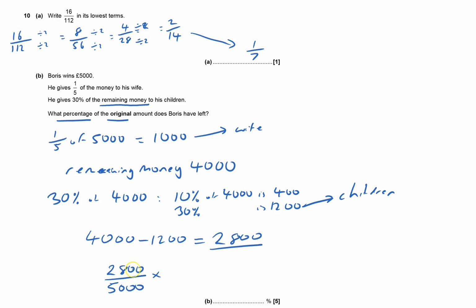but that is a fraction. Change the fraction into a percentage. You do 2,800 divided by 5,000 and then times by 100, and that'll give you the answer as a percent, and that is 56%. And you can see it's right because it is just over half what he had. And that's your 5 marks, and that's done.